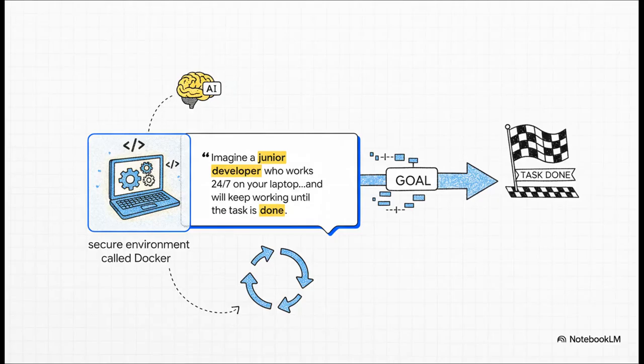You know, this quote just nails it. Think about it, a tireless junior developer living on your laptop. You don't give it a list of step-by-step instructions, you just give it a goal. Now that laptop part is actually a super secure walled-off space called Docker, and the whole keeps working until the task is done bit, yeah, that's the real magic of an AI agent.